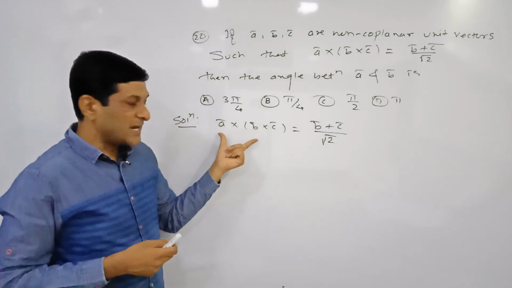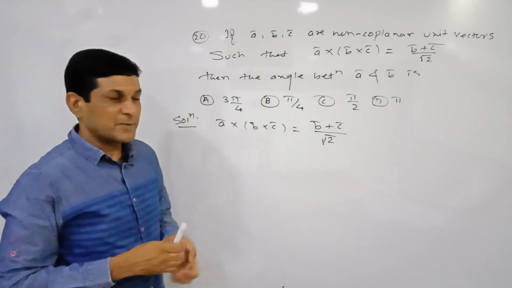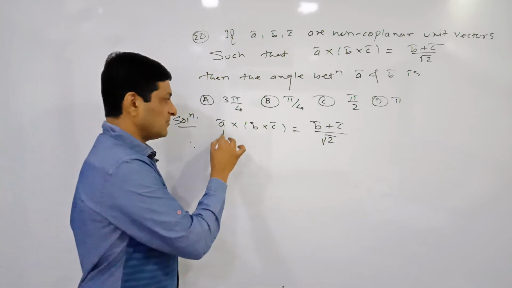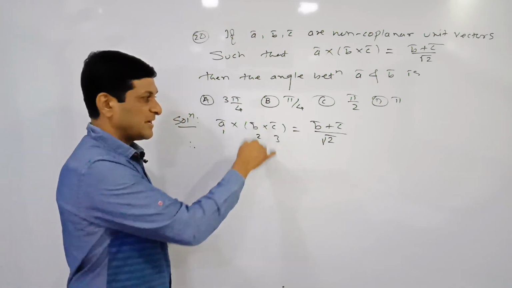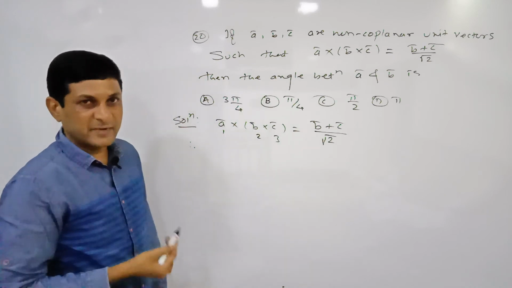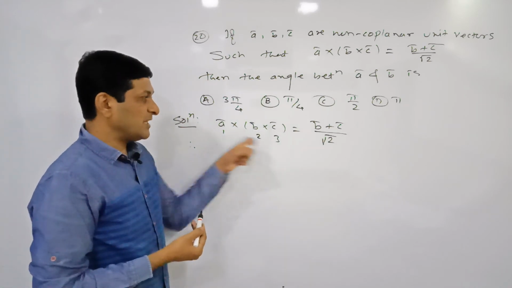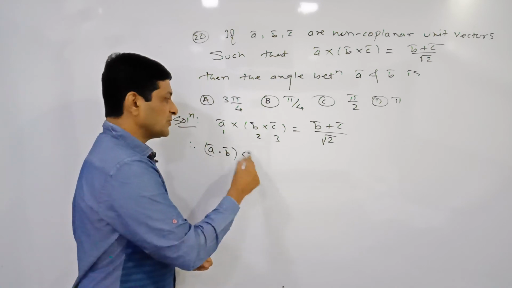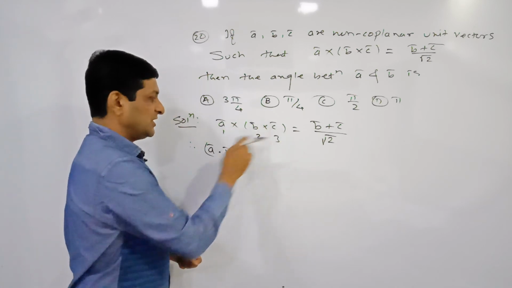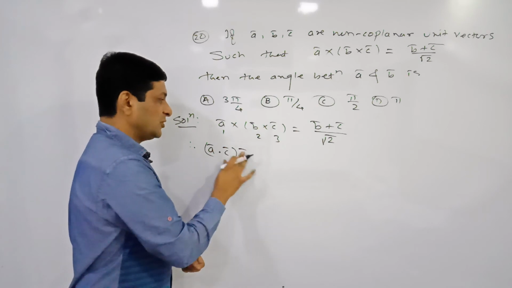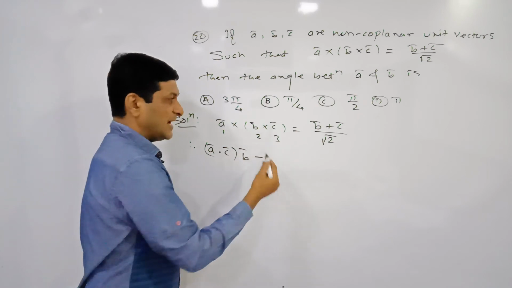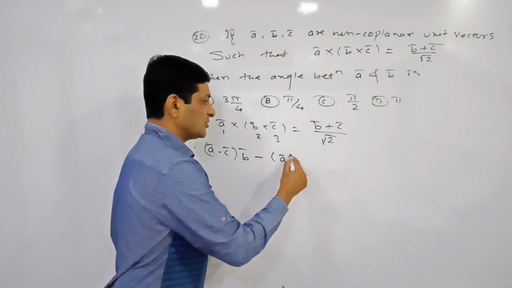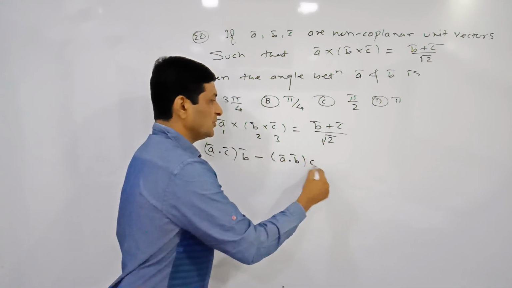So on this side we are applying the definition of vector triple product. Here we have already seen how to remember this definition. 1, 2, 3: denote the first vector by 1, the second by 2 and the third vector by 3. So what is the result? 1, 3, 2 means a bar dot c bar into b bar, minus a bar dot b bar, 1, 3, 3 means c bar into 2. 1, 3, 2 minus 1, 2, 3: a bar dot b bar into c bar.